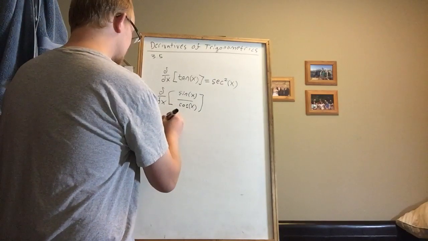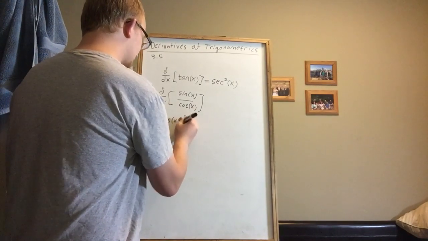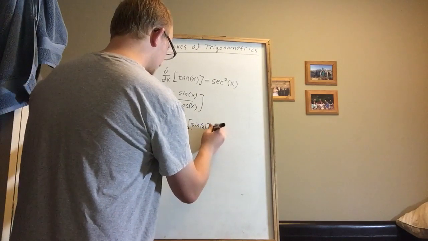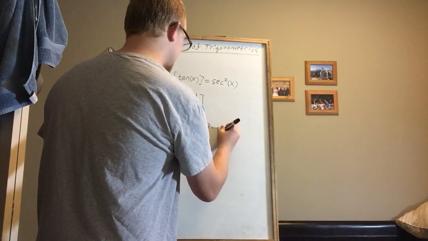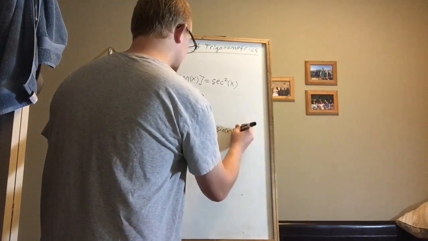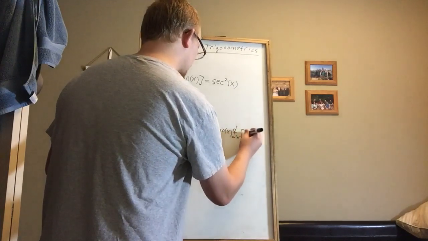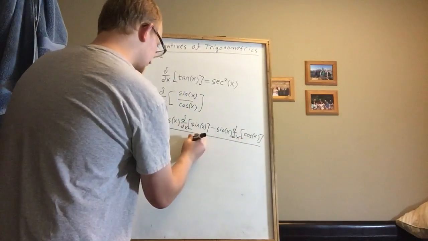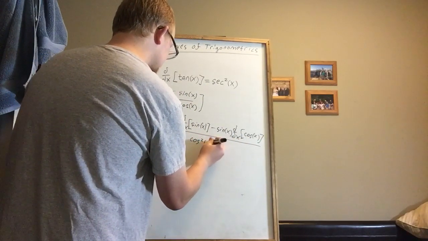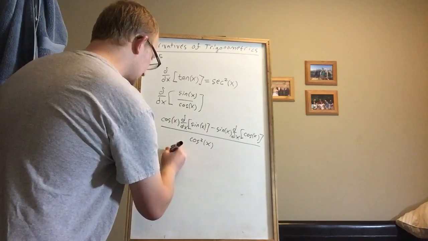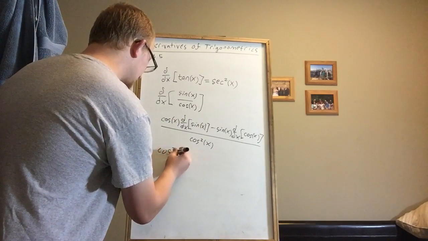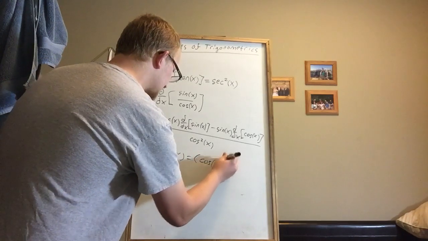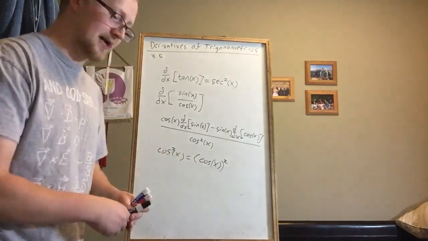So the quotient rule goes low d high, so cosine d dx sine x, minus high, which is sine x, d low, which is the derivative with respect to x of cosine of x, all over low squared, cosine squared x, which I'd just like to point out is equivalent to cosine of x squared. It's just a more condensed way to write it.